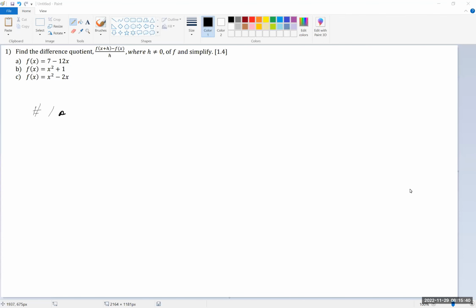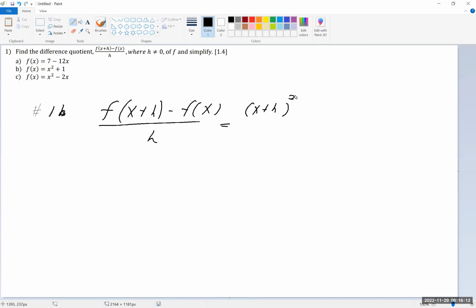All right, so it's a difference quotient. So I have to compute f of x plus h minus f of x over h. So let's go ahead and do 1b. So this is going to be x plus h squared plus 1. So I'm using this piece, but instead of using the x, I'm going to use x plus h. And then it's going to be minus, so we just did this. Now I'm going to do minus f of x. F of x is just x squared plus 1. And it's over h.